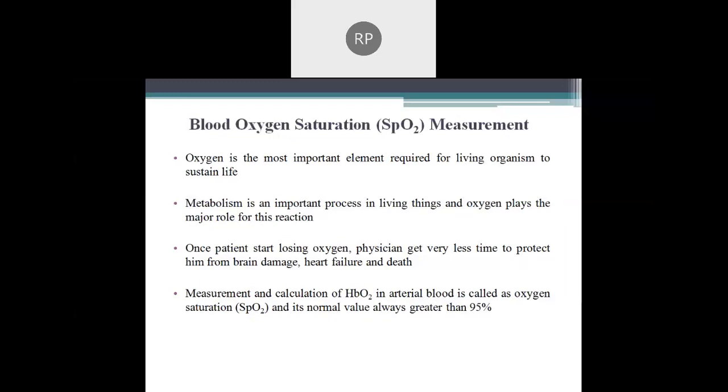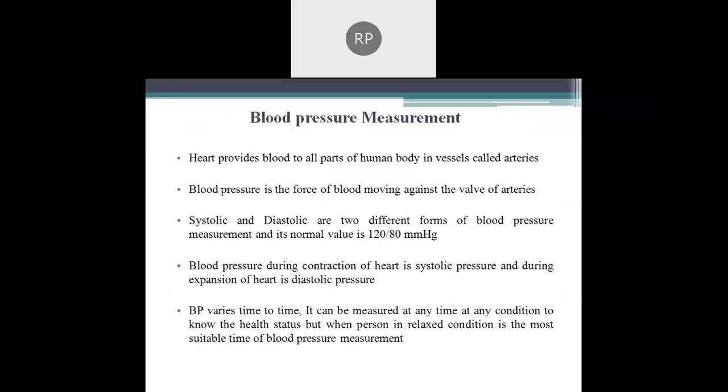Next slide. Blood oxygen saturation measurement. Oxygen is the most important element required for living organisms to sustain life. Metabolism is an important process in living things, and oxygen plays the major role in this reaction. Once patients start losing oxygen, the physician gets very little time to protect them from brain damage, heart failure, and death.